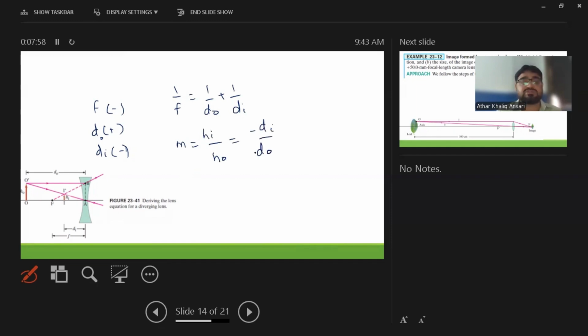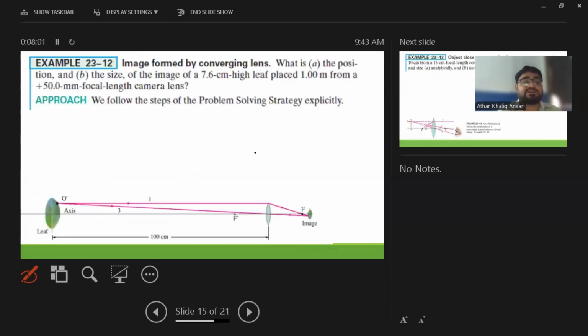So we will use this one with the sign convention. Let us start with the first example. If you look at this example, what do we have? We have an image of the leaf that is formed on the other side. When the image is on the other side, it means the distance of the image is positive. So what do we have here?